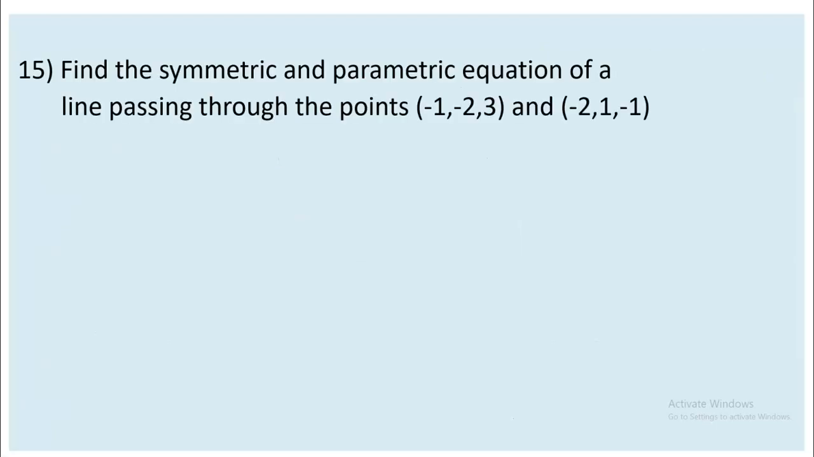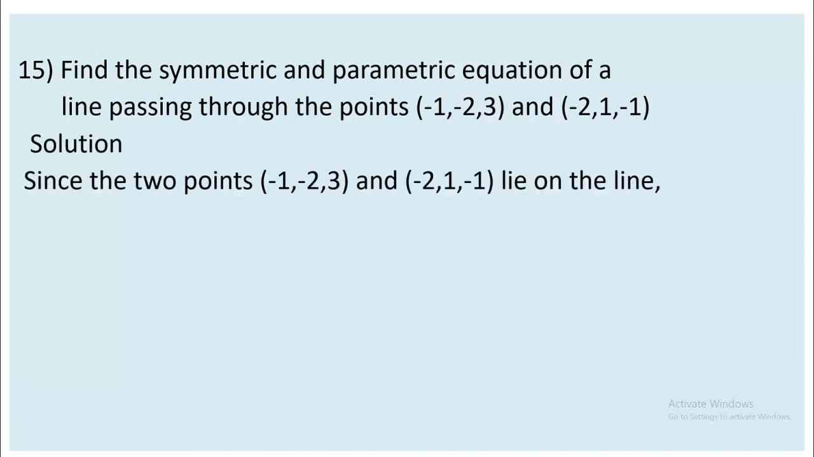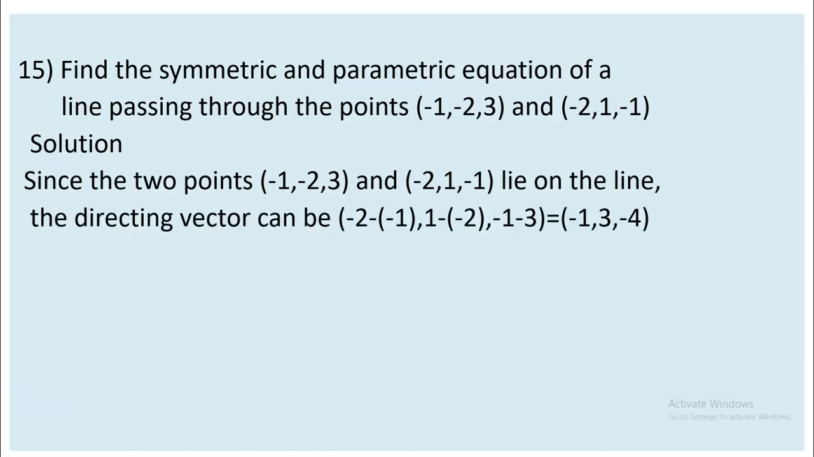Now what comes next is question number 15. You are given two arbitrary points where the line passes through. The question is to determine the symmetric and the parametric equation of the line. So first we have to determine, students, the directing vector. The directing vector can easily be obtained by simply subtracting one point from the other, component by component.